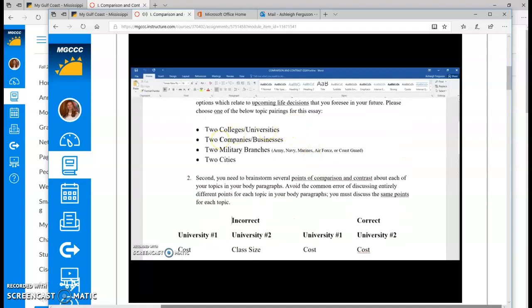Now, you have another option. As I mentioned, you could compare and contrast two companies or businesses. Maybe you are currently in the workforce, or when you graduate, you're going to go into the professional world. You may be debating between two companies or businesses. You may need to take into consideration several points of comparison and contrast, like their locations, their salaries, and the promotional possibilities that you would have within those businesses. So think about the points that you could discuss about both those companies or businesses, okay?